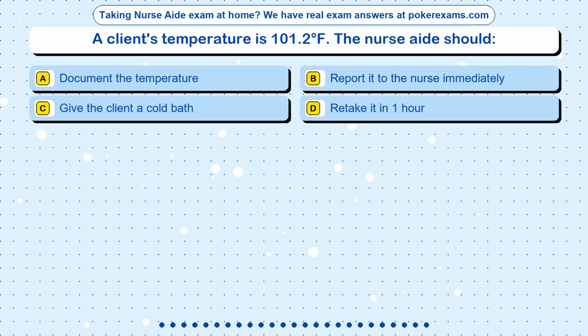Question 4. A client's temperature is 101.2 degrees Fahrenheit. The nurse aide should: Option A, document the temperature. Option B, report it to the nurse immediately. Option C, give the client a cold bath. Option D, retake it in 1 hour.